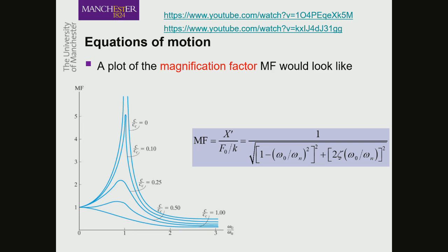Cc, the critical damping factor, right? This is the optimum amount of damping. What is the equation for it? Cc equals 2 m omega n. 2 times mass times omega n. Good.